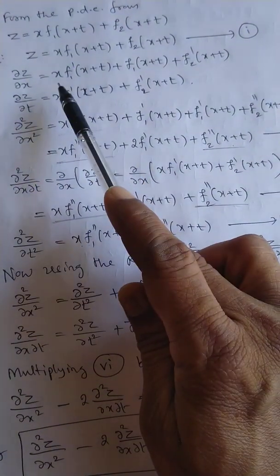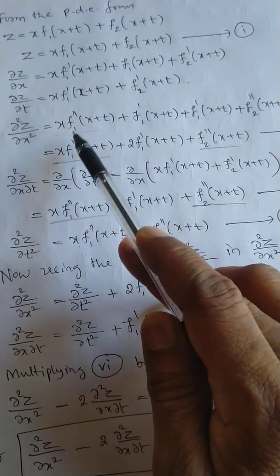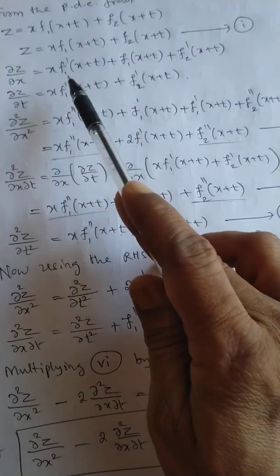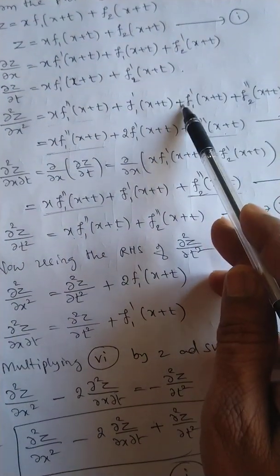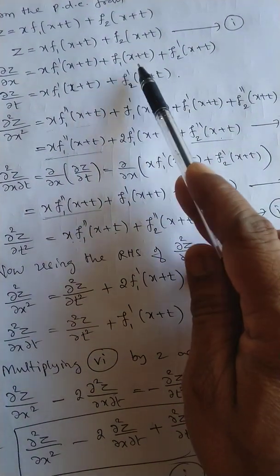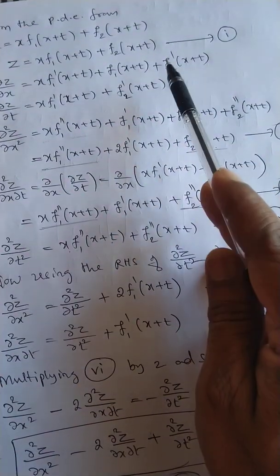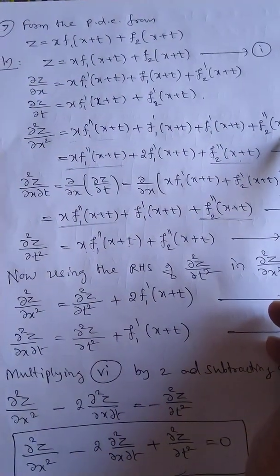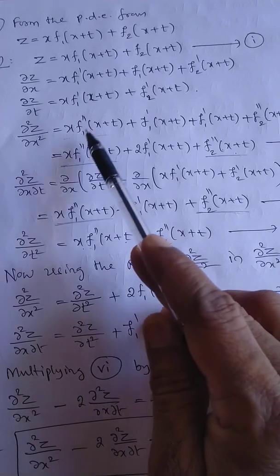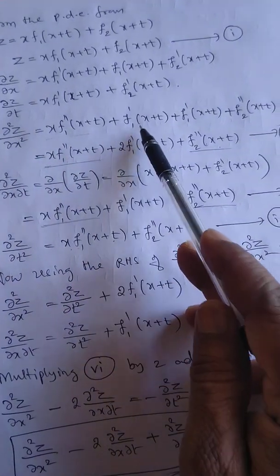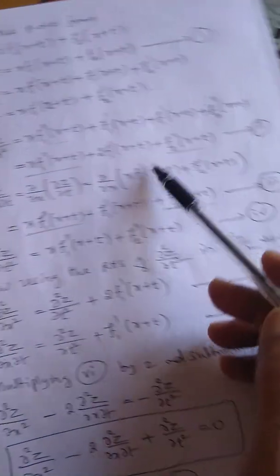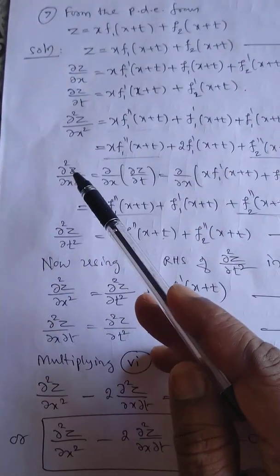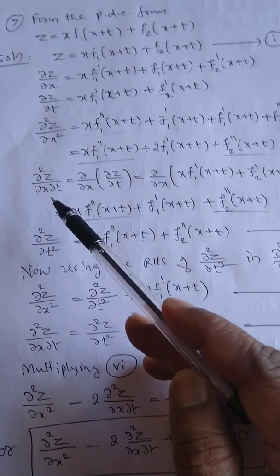x into f1 double dash plus f1 dash into x, by product rule. Differentiation of x is 1, plus f1 differentiation is f1 dash, plus f2 dash differentiation is f2 double dash, or x into f1 double dash. This plus this is 2 f1 dash plus f2 dash. This is the second equation.